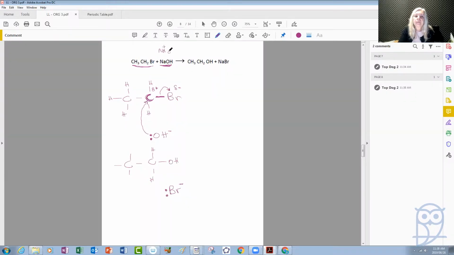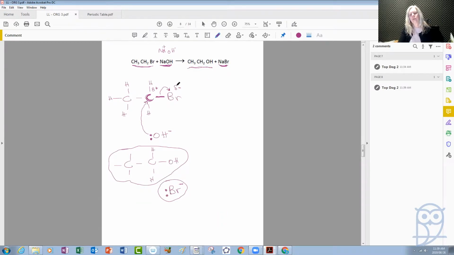we can see the sodium hydroxide as a positive ion and the negative ion, the hydroxide. Now this bromide ion will join with this sodium ion, and the result will be sodium bromide, the formation of sodium bromide, whereas what formed out of the bond between the hydroxide and this carbon is now this product here, which is now an alcohol. It's an ethanol. And this is how the mechanism of this type of reaction takes place.